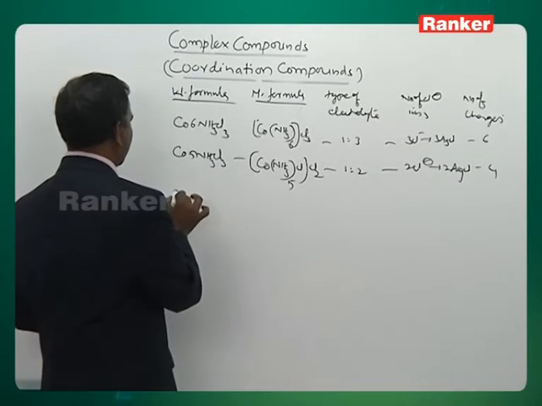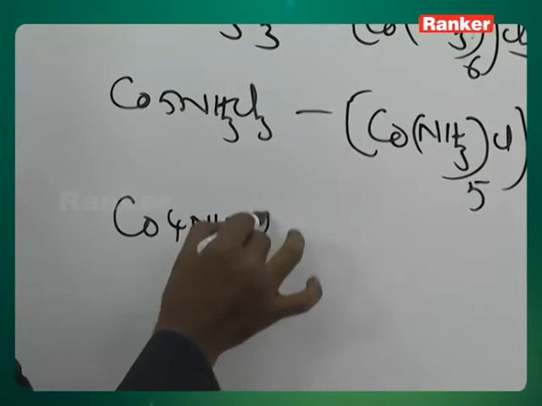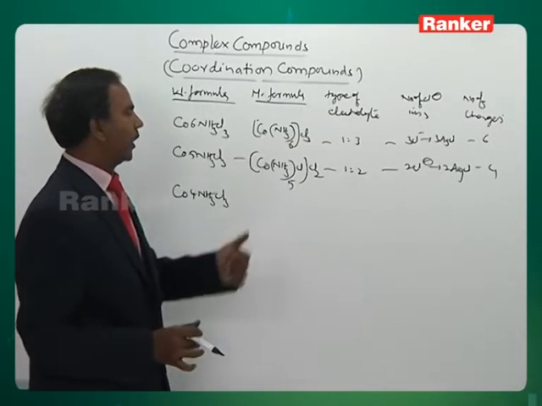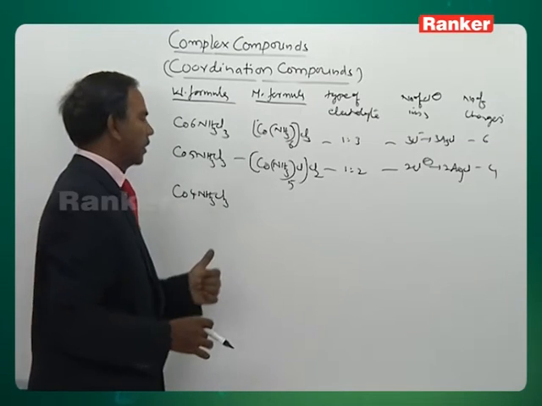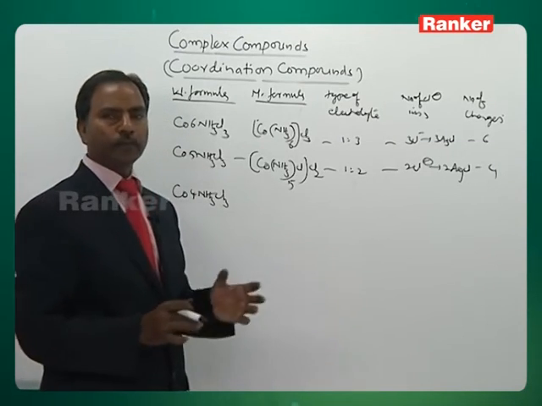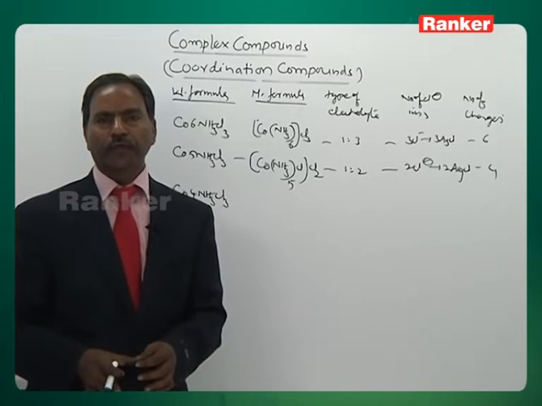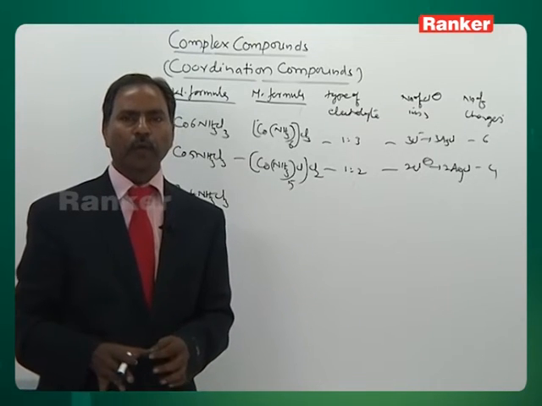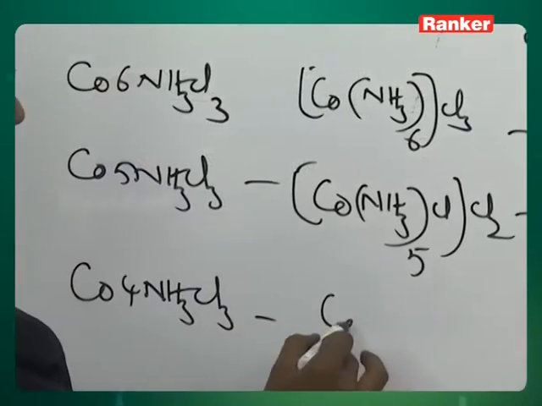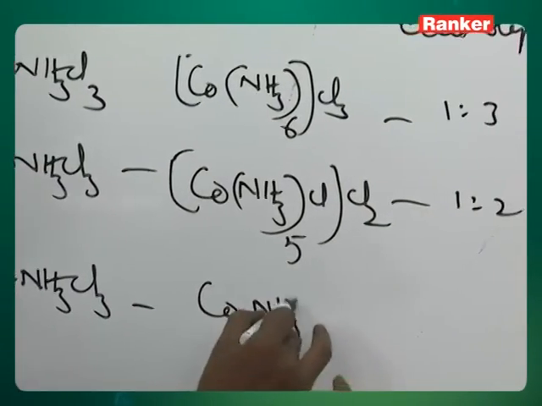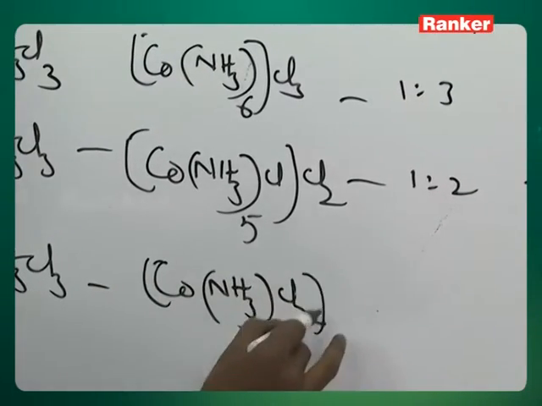Let me write one more, Co(NH3)4. I decrease one more amine ligand: 6 amine ligands, 5 and 4. Next, what is the oxidation number again? Cobalt 3 only, primary valency comes to be 3, secondary valence should be 6. How many amines are there? 4 amines. 2 chlorides you have to write inside the bracket. See Co, NH3 taken 4 times, Cl2, and Cl.